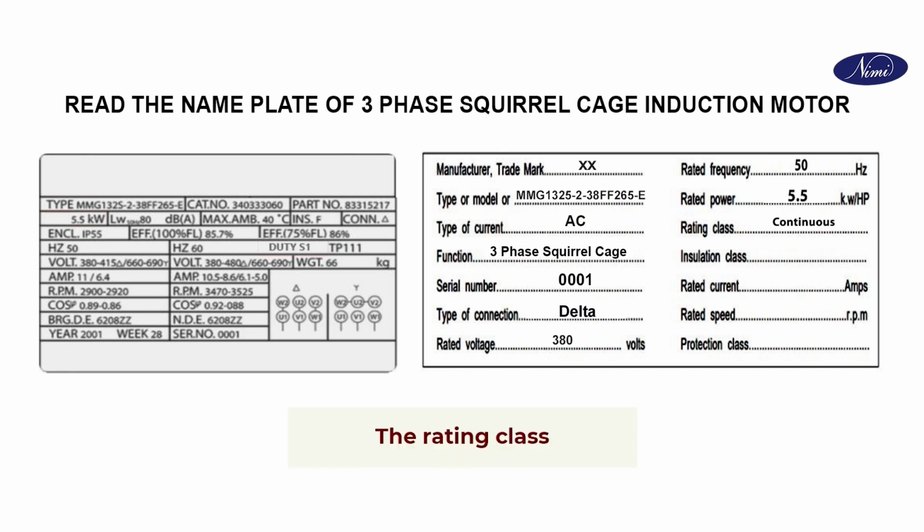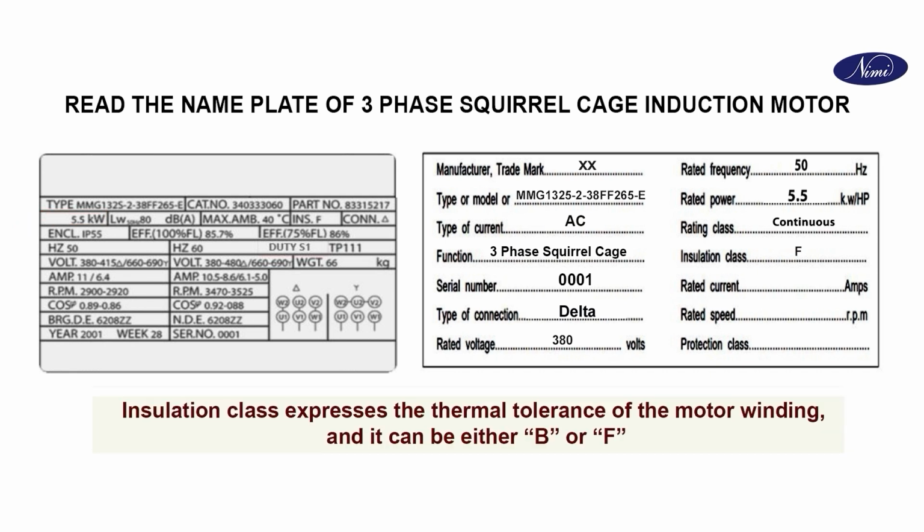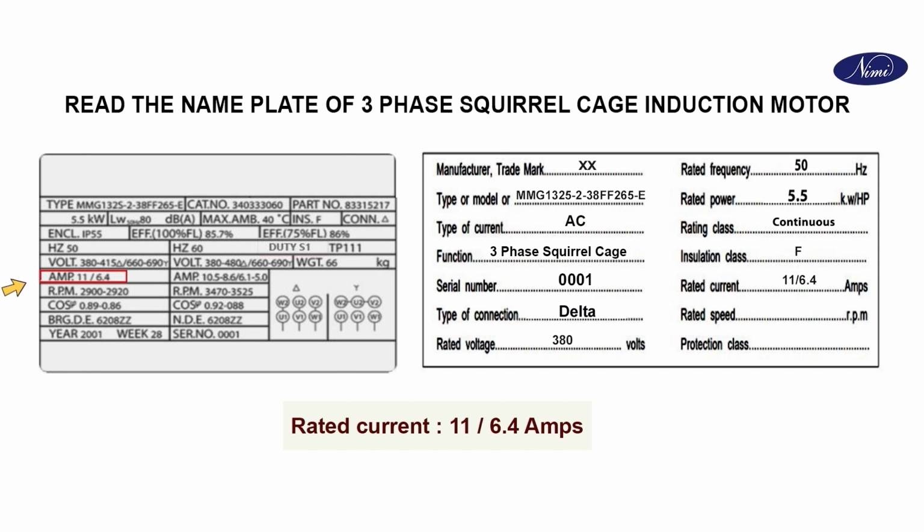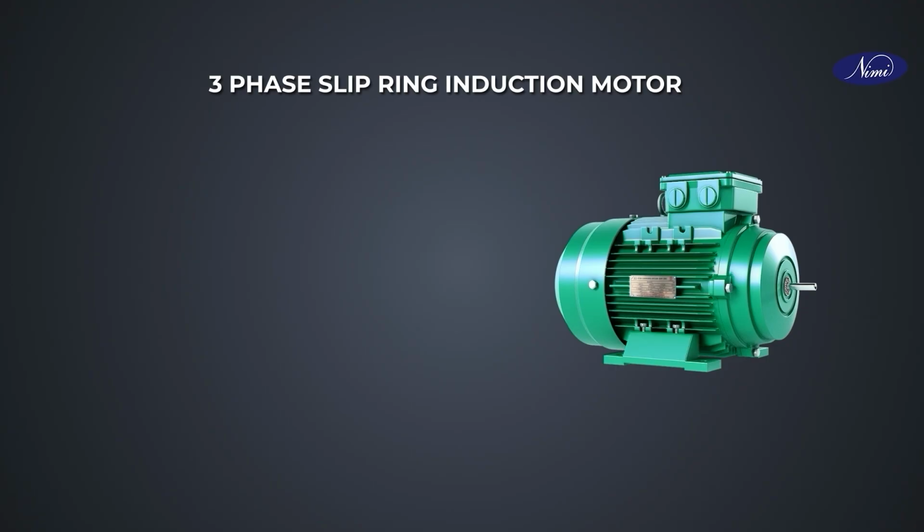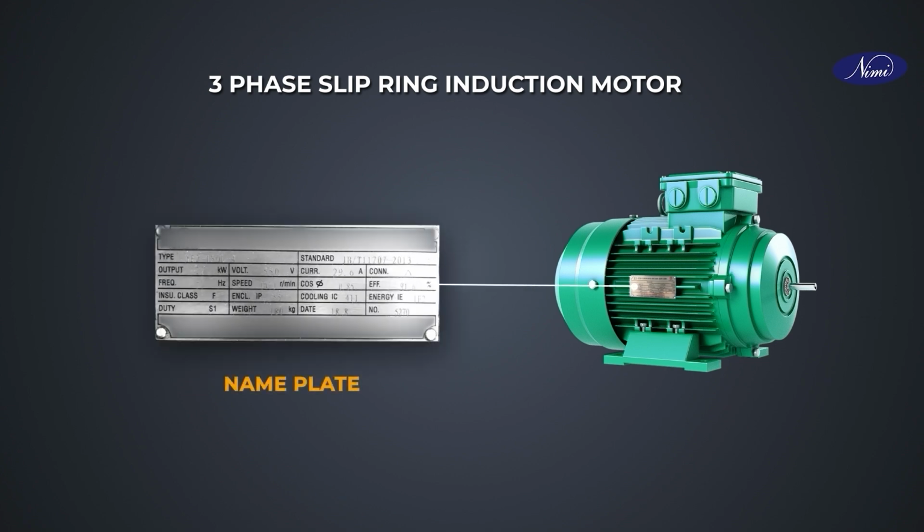Rating class is continuous. Insulation class expresses the thermal tolerance of motor winding and it can be either B or F. Rated current is 11 by 6.4 amps. Rated speed ranges from 2900 to 2920 revolutions per minute. Protection class is IP55. This is a three-phase slip ring induction motor.